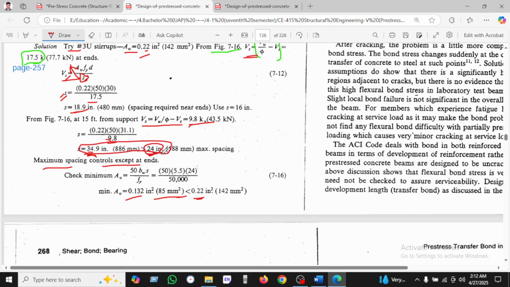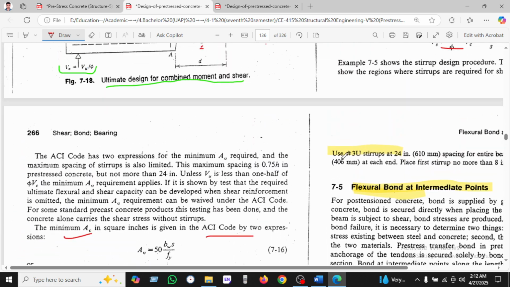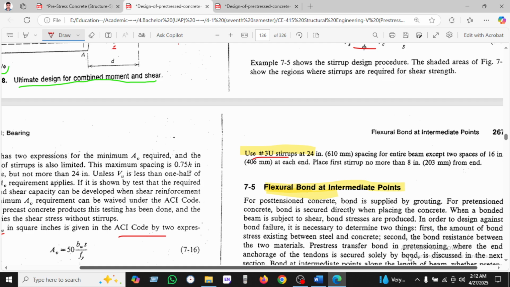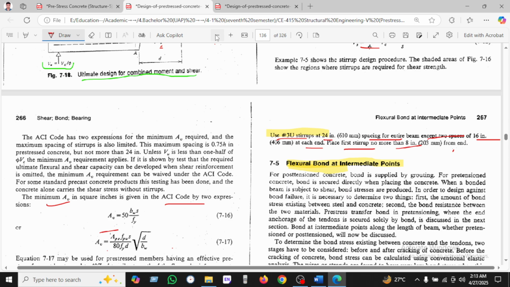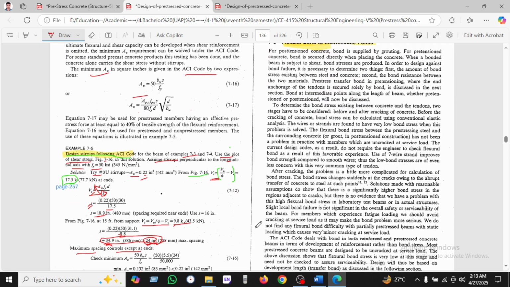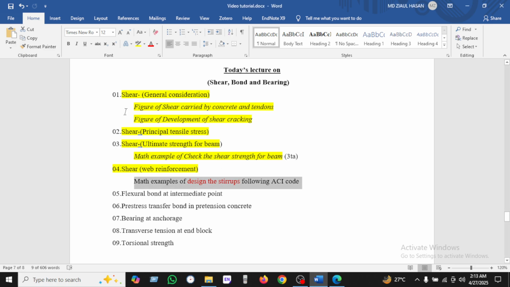We have been seeing 34 is greater than 24, so that's why you can see, use number 3 bar U 2-leg stirrups at 20 inches spacing for the entire beam except two spaces of 16 inches at each end, and place the first stirrup no more than 8 inches from the end. Okay, so this is our recommendation. So it will be finished.